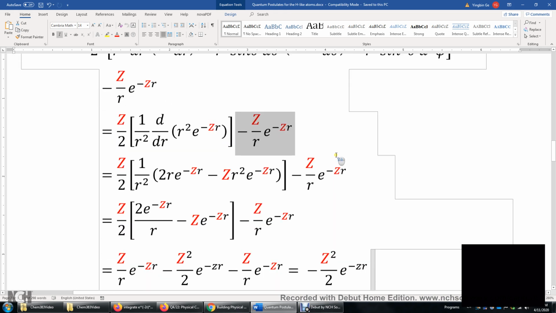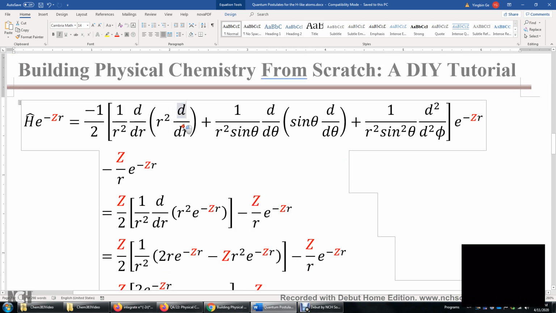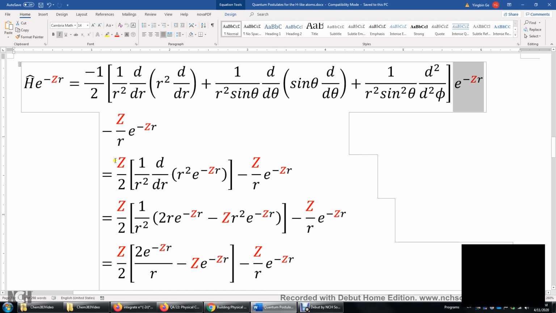Now we need to take the first derivative over here, d over dr, of this e to the power of negative zr. Again, we have 1, 2, 3, 4 operators. We apply this operator first to this wave function because this operator is the closest to this wave function. And the first derivative of this function is negative z times e to the power of negative zr. So remember, we have a negative z here. Negative z multiplied by negative 1 is z. Therefore, we have z over 2 in front.